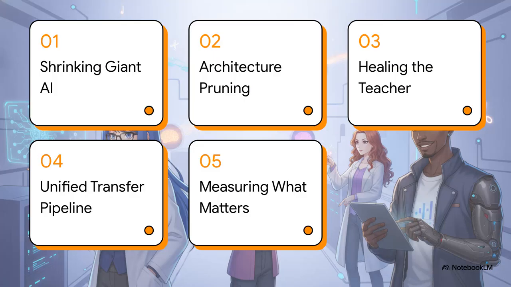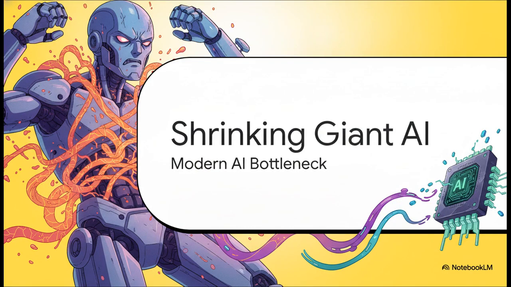So, here is our roadmap for this explainer. First, shrinking giant AI models. Second, pruning the student architecture. Third, healing the teacher model. Fourth, the unified transfer pipeline. And finally, measuring what actually matters. Let's start with part 1.